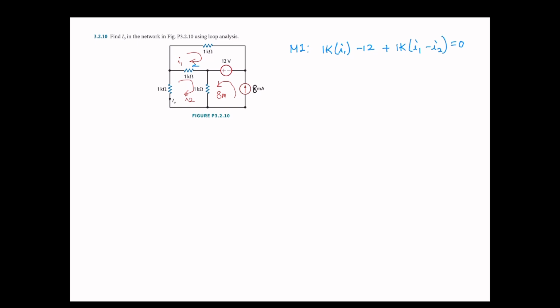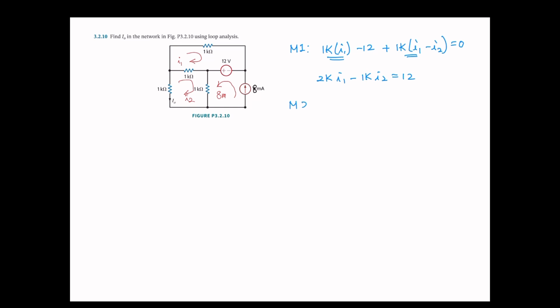I1 is in that direction, I2 is in that direction. Okay, so they are opposite directions. Let's combine I sub 1 together. 2K I sub 1 minus 1K I sub 2 equals 12.